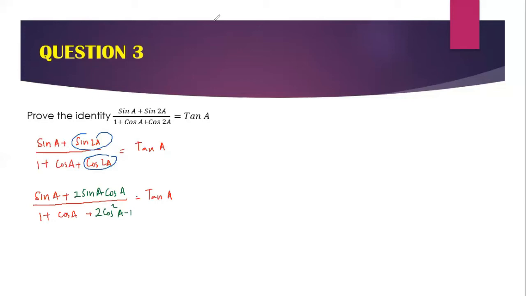Okay, next. Sine A plus 2 sine A cosine A, right? Over, this one cancels, right? Cosine A plus 2 cosine square A equals tangent A. Okay. Next. So what should we modify? We need modification, right? Modify. So how?